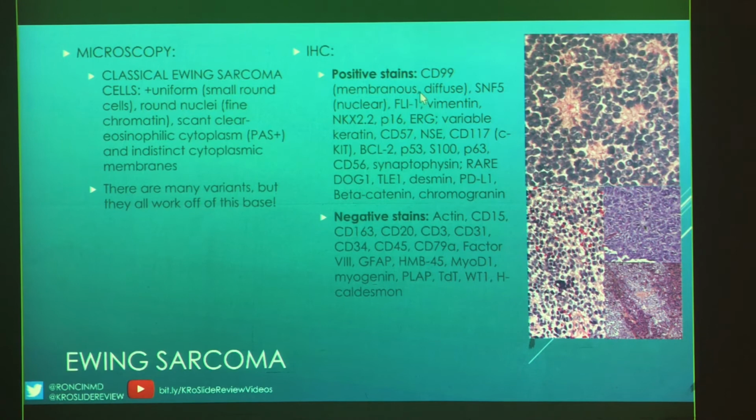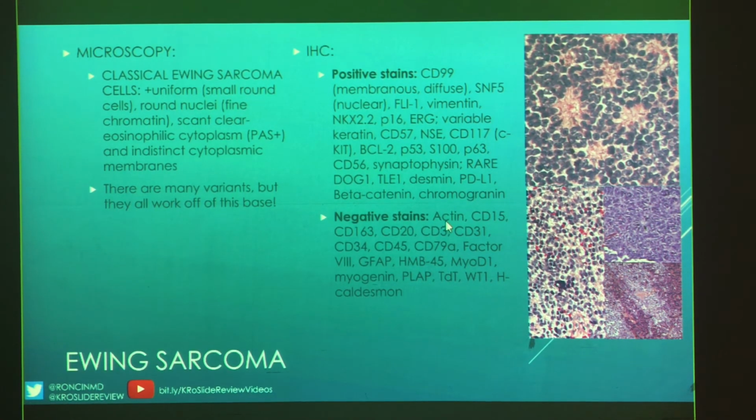Positive stains, well, you got a whole host of them. CD99 would be membranous and diffuse, so that sounds like a good one. SNV5 is nuclear. I'm always a fan of nuclear stains. FLI1, skip over that. NKX2.2, P16, ERG, a whole bunch of variable stains and rare stains.